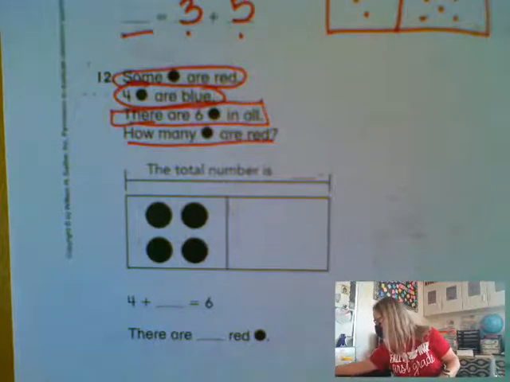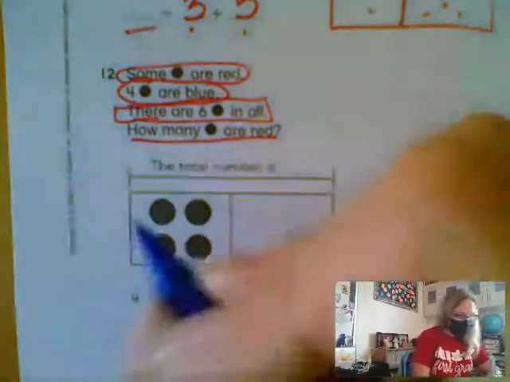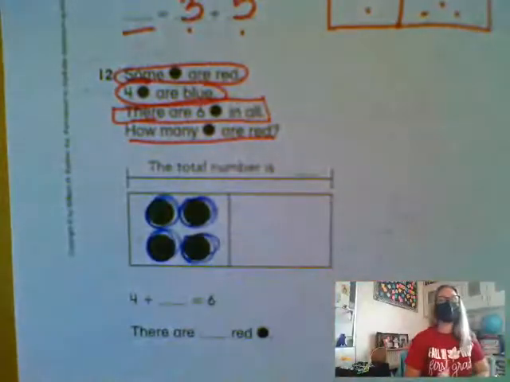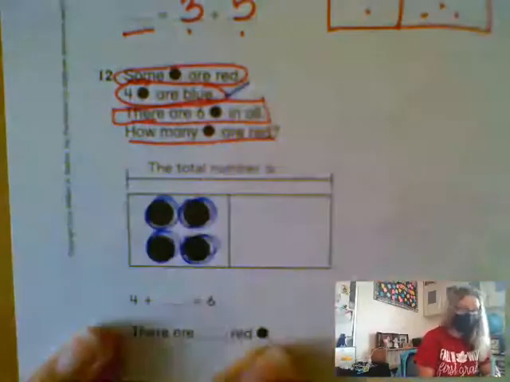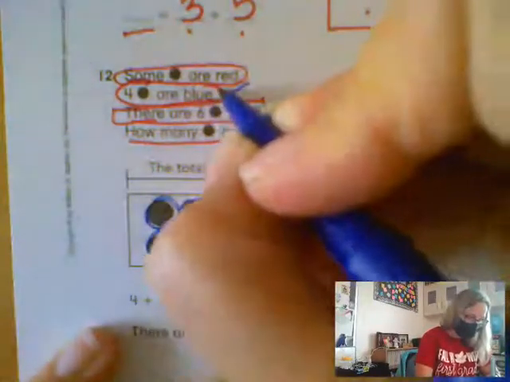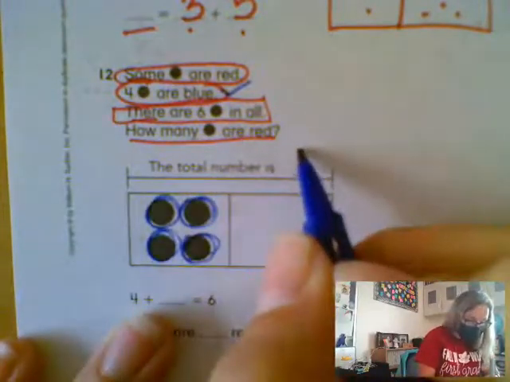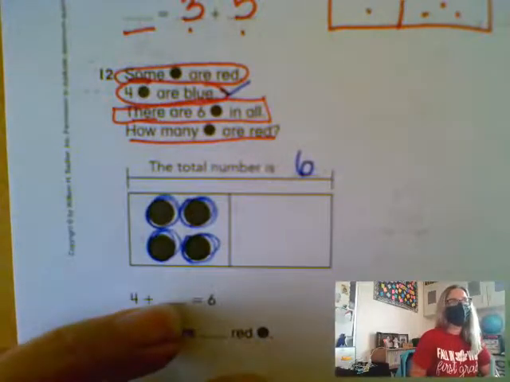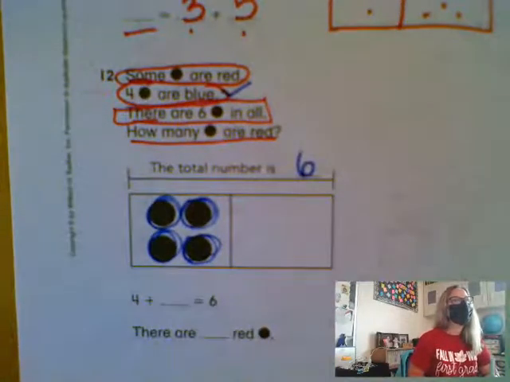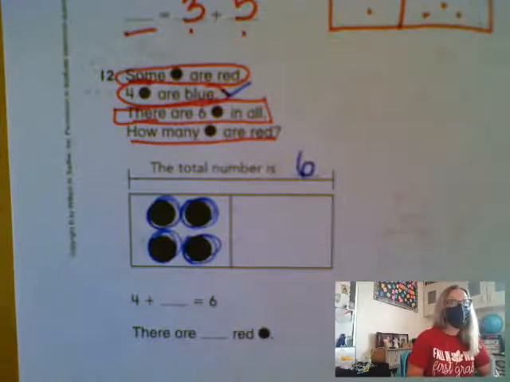Let me get my blue so I don't confuse you. Right here, do you see 1, 2, 3, 4? Those are your blue circles. So right here, 4 blue circles, we showed that. Check. It says there are 6 in all. That's what they're showing here. The total number is, everybody put a 6 there. That's our total. Now, using your pencil, make that true.